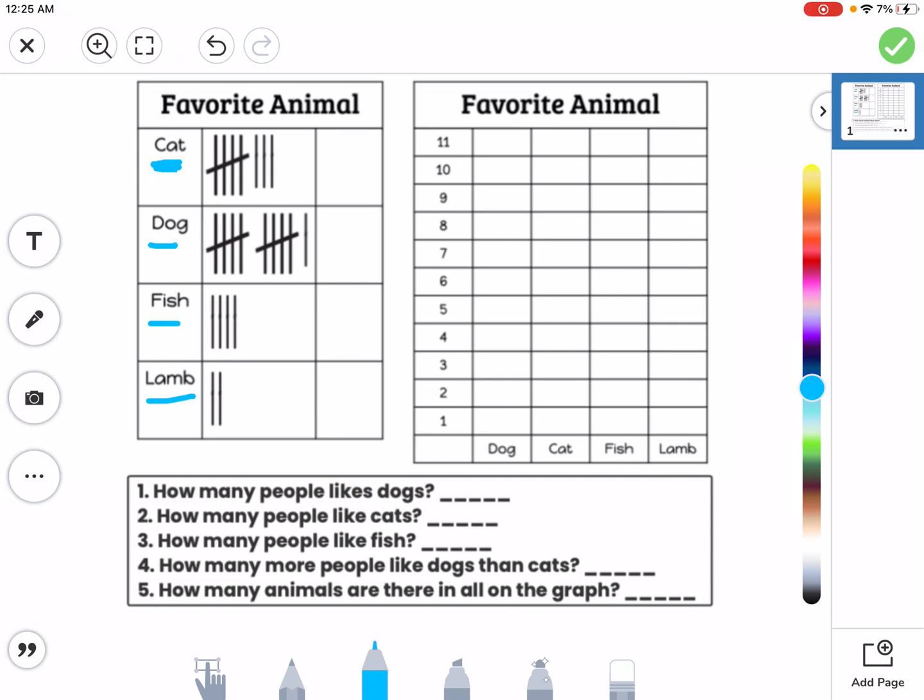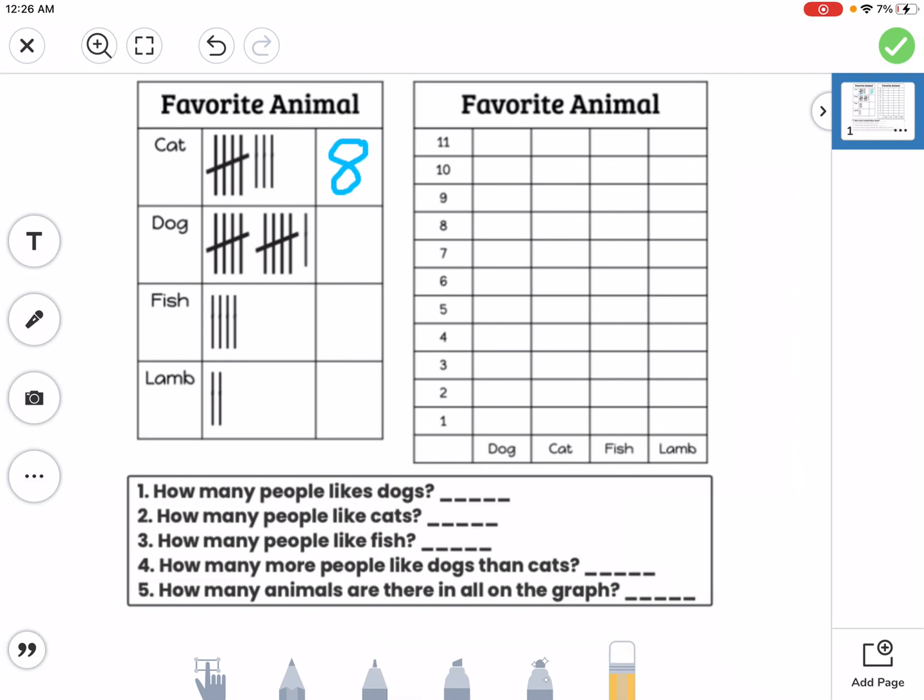So let's count. We know that this right here is how many tallies? 5. Because it has 1, 2, 3, 4, and then one going across, right? So we know that that's 5. Okay, so then we're just going to count on. So we have 5, 6, 7, 8. So we're going to write an 8 right here. Okay, 8. So 8 people, their favorite animal was a cat.